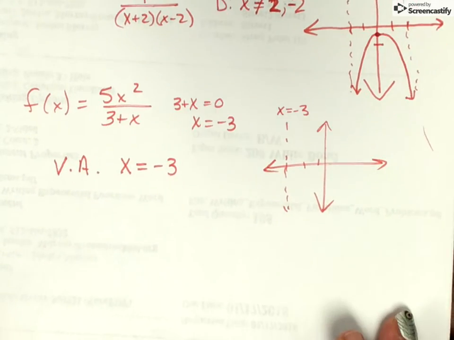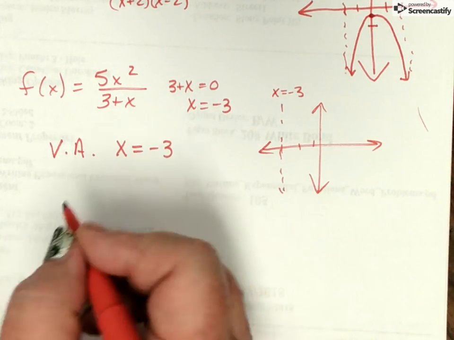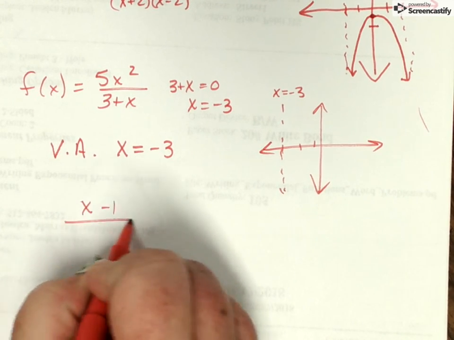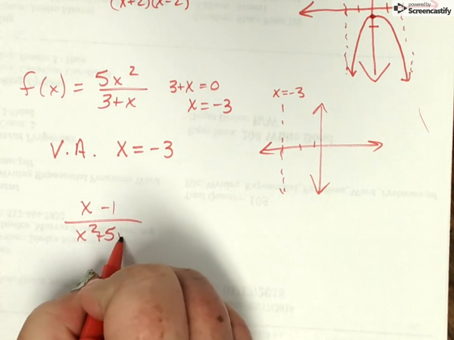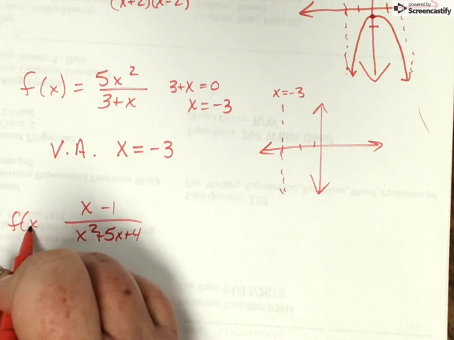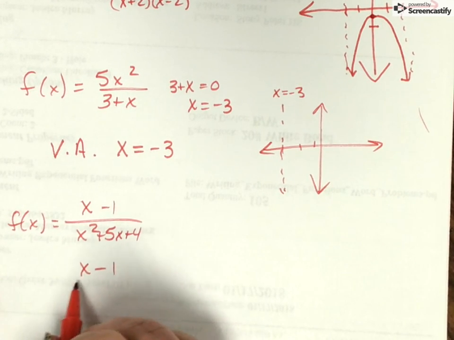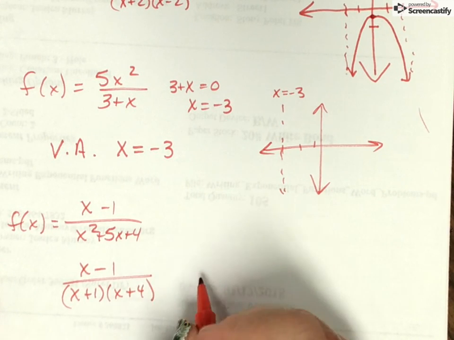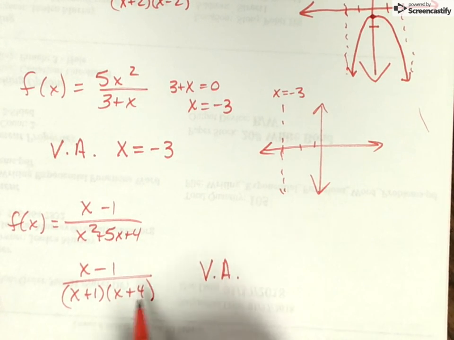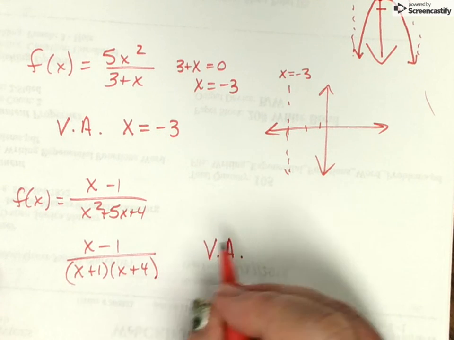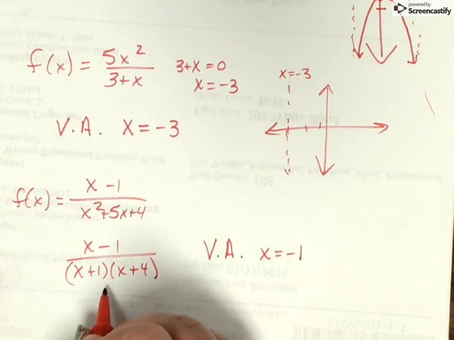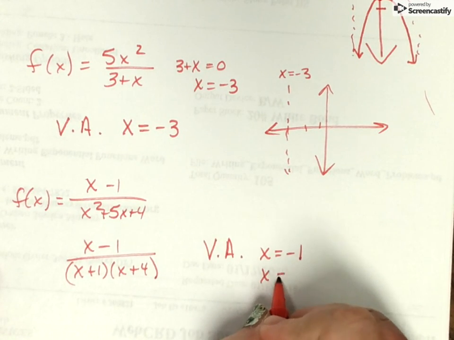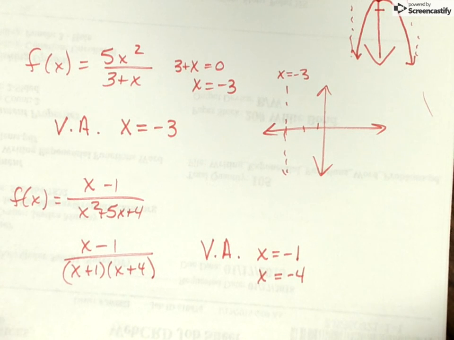Okay, let's do another one real quick. We should have time for one more. x minus 1 over x squared plus 5x plus 4. This would be x minus 1 over x plus 1 times x plus 4. And my vertical asymptotes would exist here at x equals negative 1 and here at x equals negative 4. So where do we look for vertical asymptotes? In the denominator.